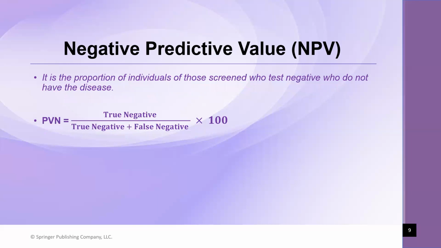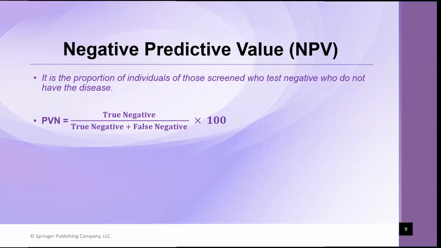Negative predictive value means that it is the proportion of individuals who screened negative who do not have the disease. As the prevalence of the disease decreases in the population of people who have this screening test, the negative predictive value will increase.